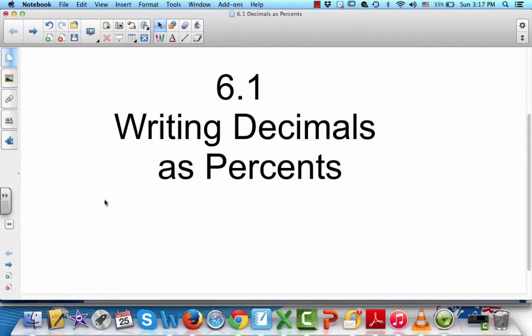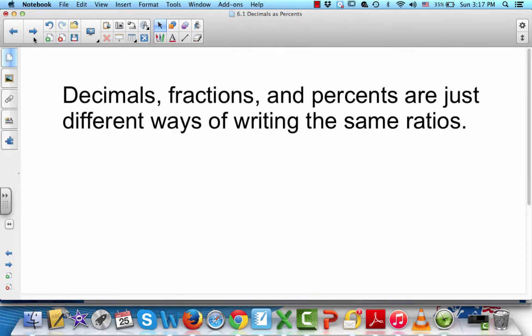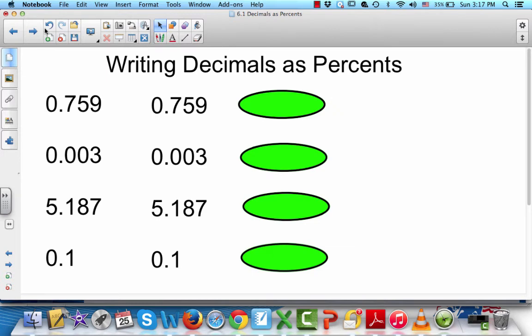Okay, we're going to be writing decimals as percents. Decimals, fractions, and percents are just different ways of writing the same ratios. You've already done it as a decimal, you've already done it as a fraction. Now you're going to be adding in the percent way of doing it. All right, first thing we want to learn how to do is how to write a decimal as a percent.